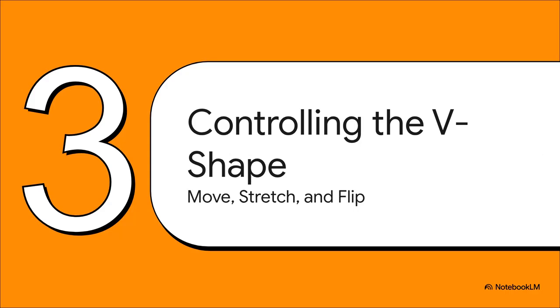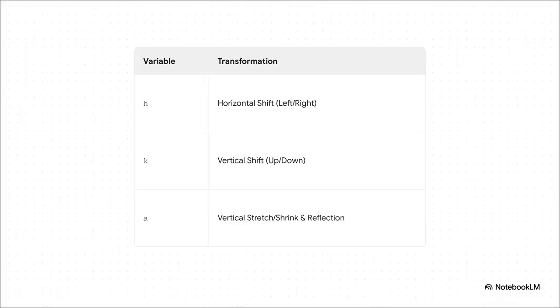So, we have our basic V. But this is where the fun really starts, because we can actually learn how to manipulate it. We can move it around, stretch it out, and even flip it completely upside down. I want you to think of this equation as the control panel for our V shape. Every piece of it, the a, the h, and the k, is like a knob or a slider that lets us move and reshape that V with total precision.